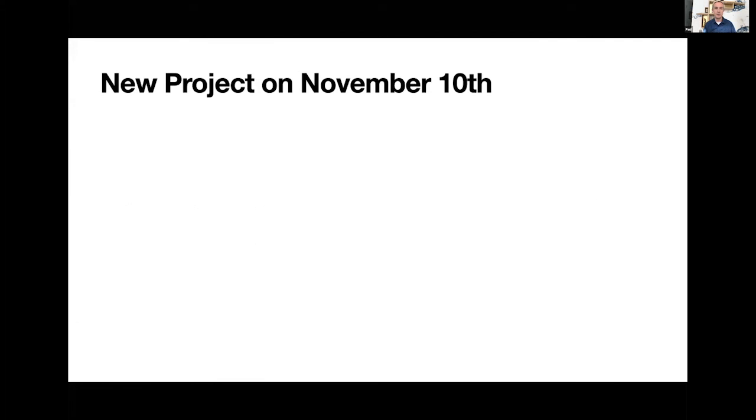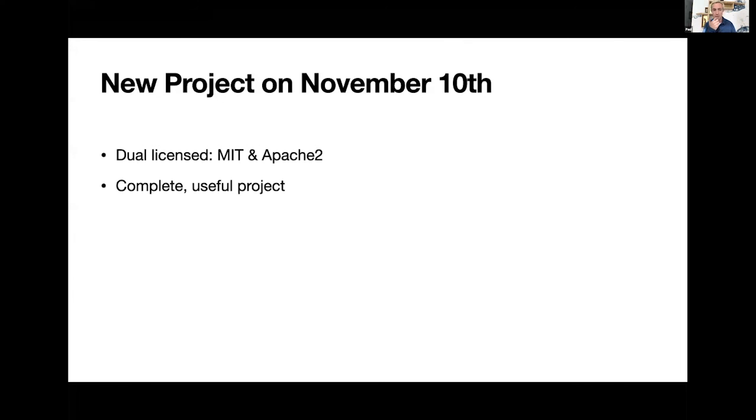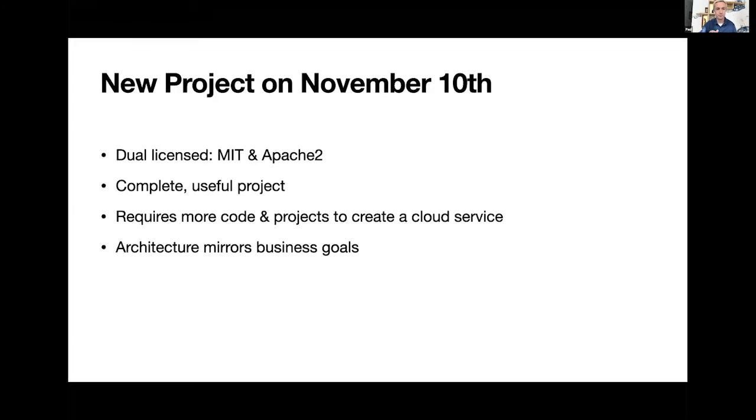But the idea is this new project will be open source, but we're going to offer it as a SaaS product as well. Now, this open source project will be dual licensed under MIT and Apache 2. So a permissive open source license that provides all those freedoms I was talking about. It will be a complete and useful project on its own. At least that's what we're hoping for. But ultimately, this project will require more code and other services if you wanted to operate it as a cloud service, either on your own or as a company providing it to customers.